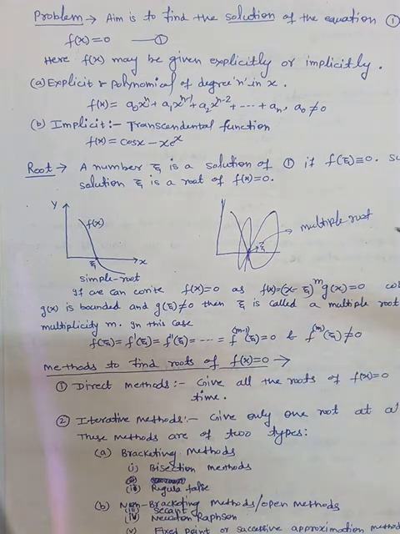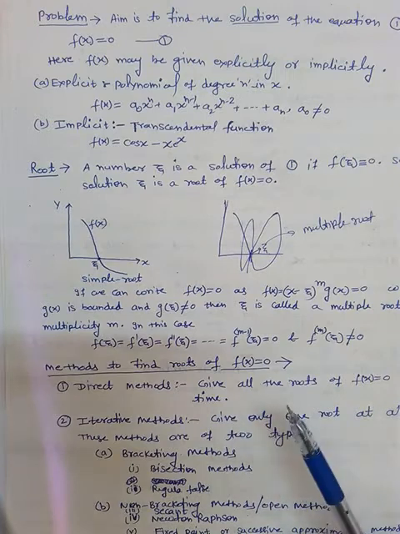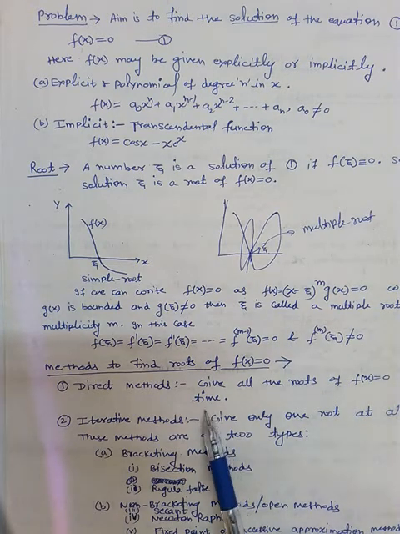Sridharacharya's formula gives two roots at the same time for a quadratic equation. If your equation is quadratic, that means of order 2, then you can apply Sridharacharya and you will get two roots at the same time. That is, both roots come in one go. Fine, so these types of methods are known as direct methods.